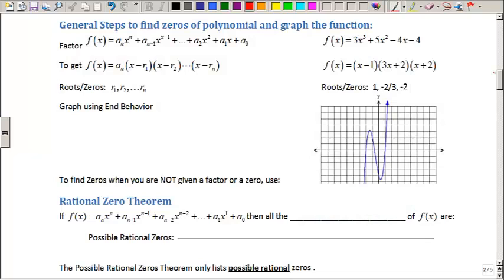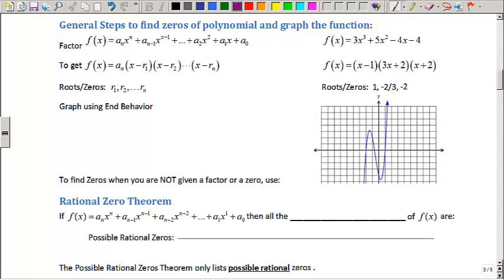I'd like to talk about the general steps to finding the zeros of a polynomial and graphing the function, just so you kind of see where our goal is headed here. We're going to be doing a little bit of rational zero theorems to try to find some possible zeros, and it's a good idea to know what the big picture is so that you can see the end in sight.